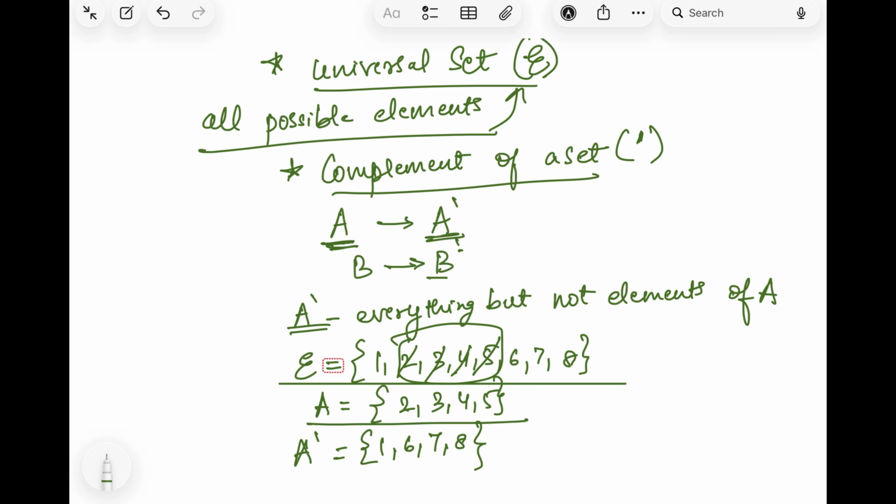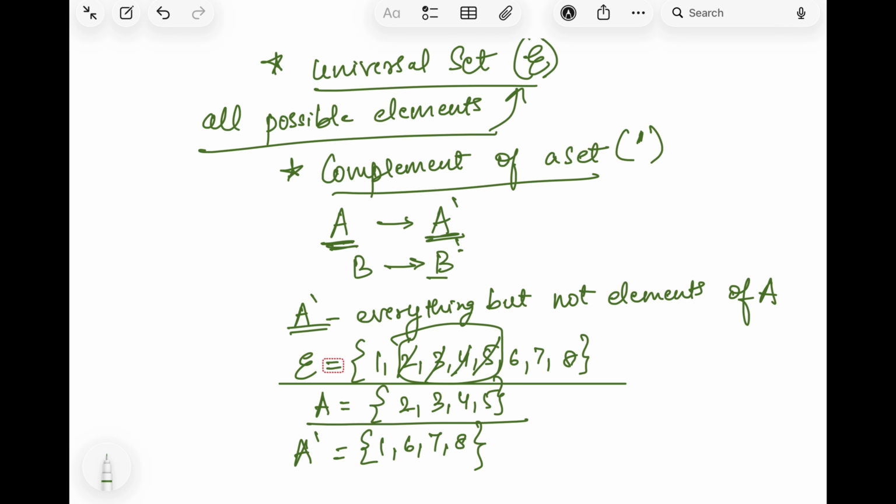Complement is everything but not the elements of the given set itself, right? So this is what is complement. We write all the elements of a set, but we don't write the elements which are given in that given set only.